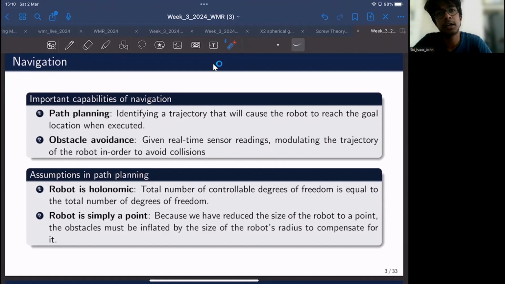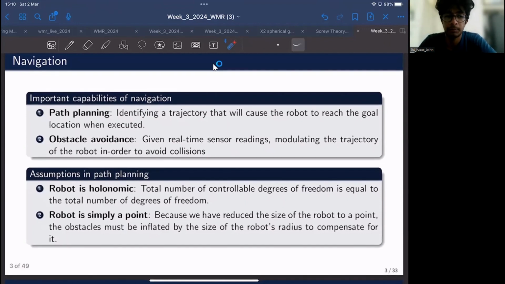For example, if you consider a differential drive robot, you can only have 2 controllable degrees of freedom, right? One motor for each wheel. So that is less than 3, and that does not make it holonomic. Whereas in the case of an omni-wheel drive, it has three control inputs. Again, that makes it holonomic because that is equal to the total degrees of freedom of a plane. So those are the two assumptions. The robot is holonomic, and the second assumption is that the robot is simply a point.